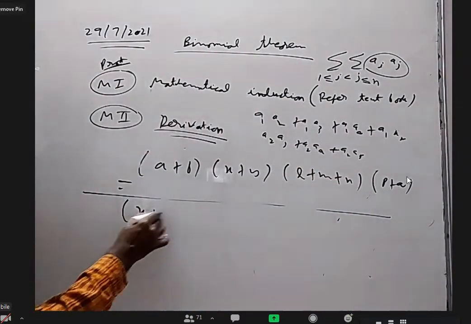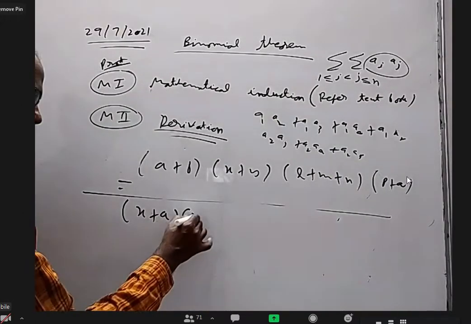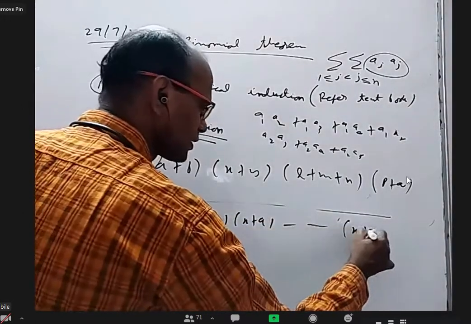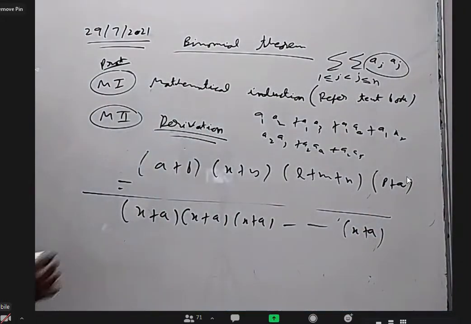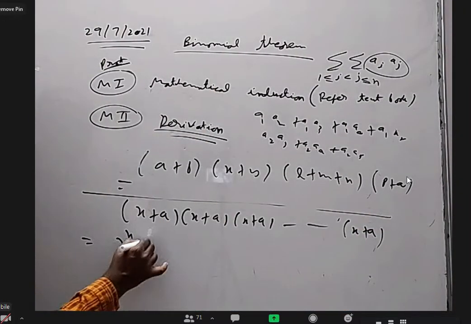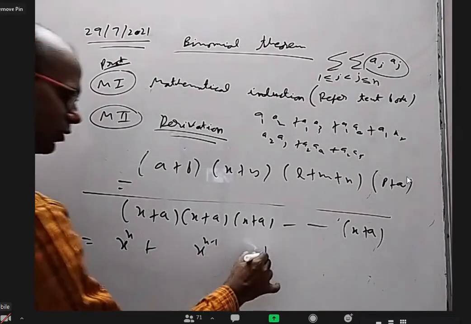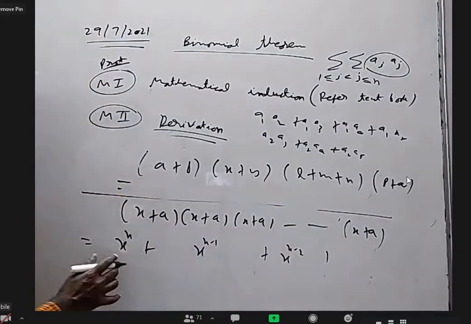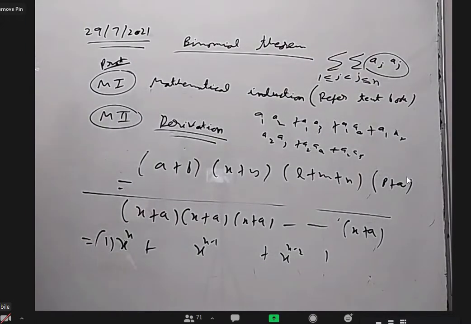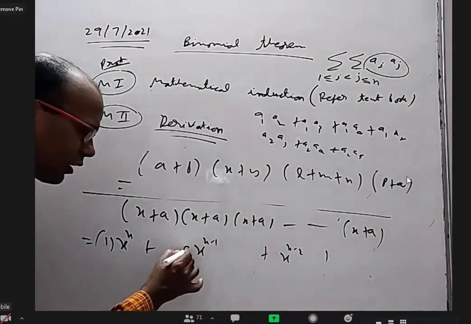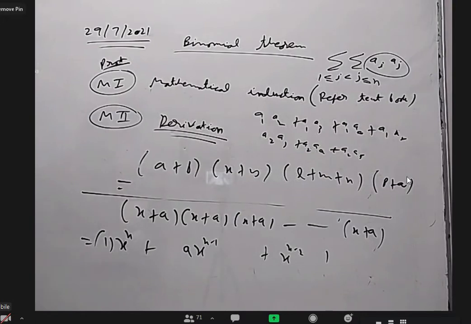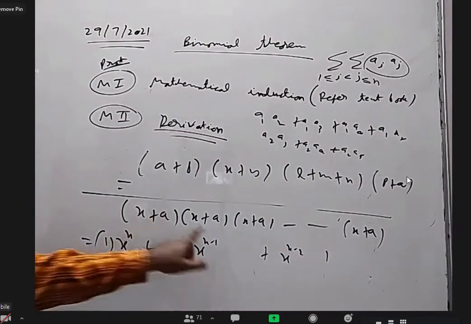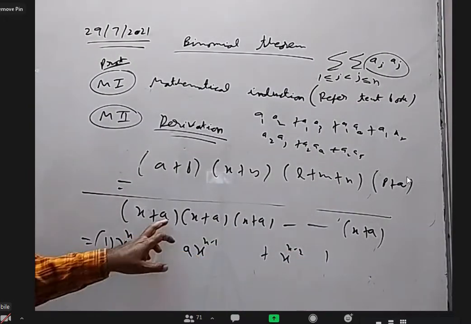I'm changing the question slightly now. x plus a, x plus a, x plus a, so on up to x plus a. Now I want to see x power n, what is the coefficient, x power n minus 1, what is the coefficient, x power n minus 2, so on. x power n is only 1. When I take x power n minus 1, a also will come. Why? Because out of the n brackets, in n minus 1 brackets I have to multiply x. In one of the brackets I have to take a.